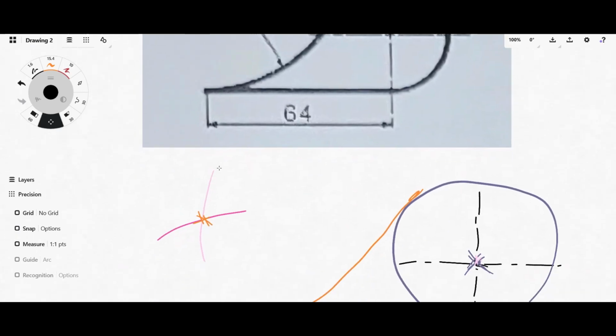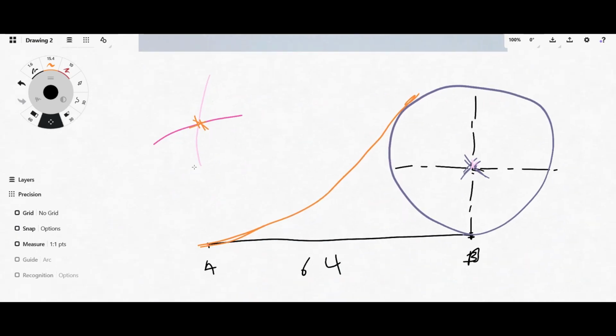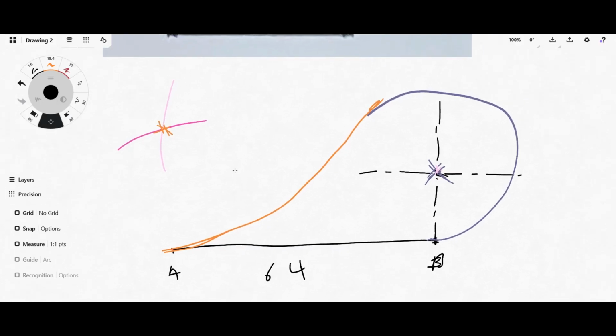So yes, probably you can come in with your eraser and clean this portion, and there you have it. You have the figure easily drawn. This is one of the most basic tangency problems that you can come across, right?